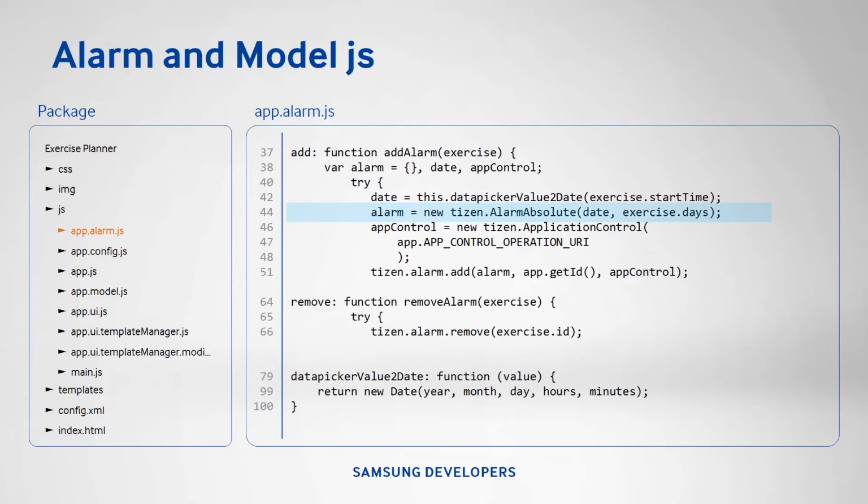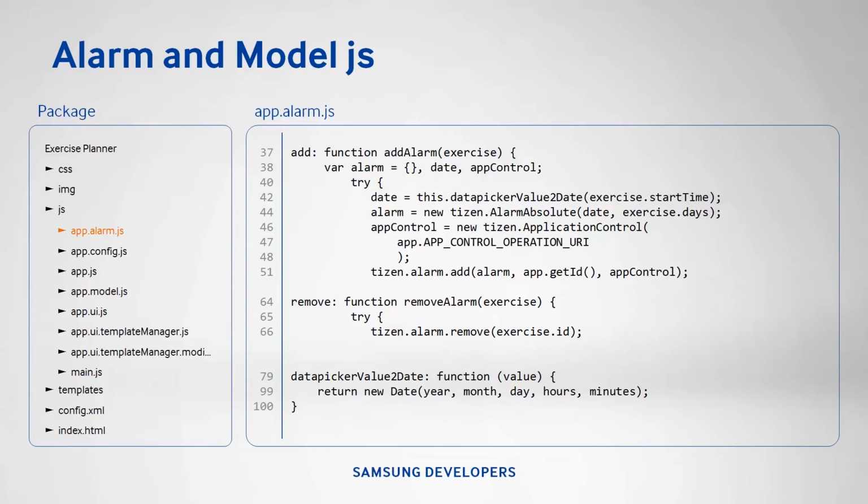Moving on to alarm.js, we see the creation of an absolute alarm. As we add an alarm, an exercise object is passed from the model. Before assigning a date to the date variable, the exercise object start time is passed to the data picker value to date function, so it can be converted to and returned as a date object. The date object is then passed to the date variable.